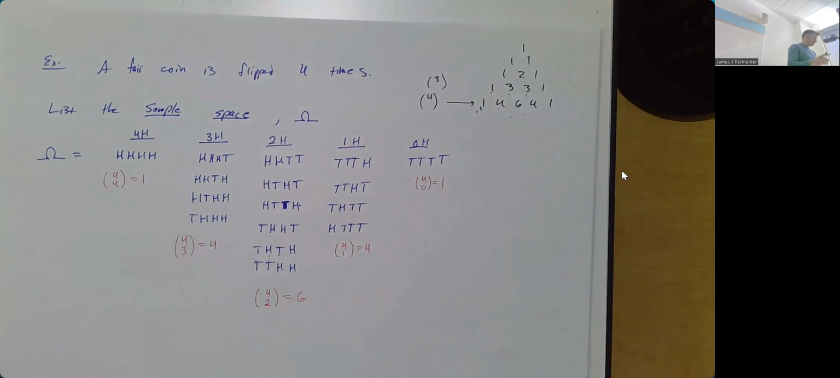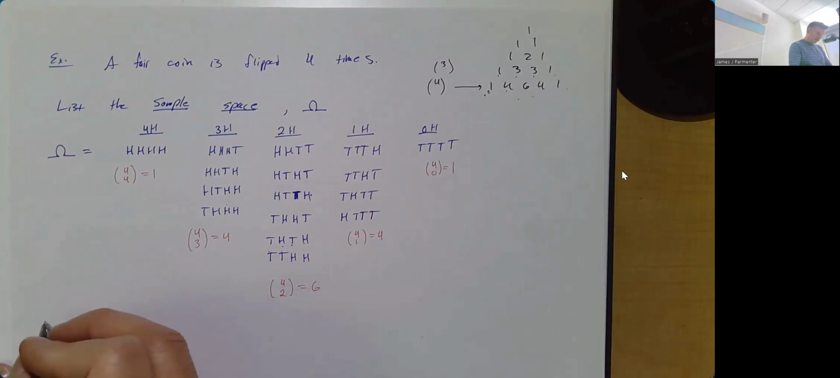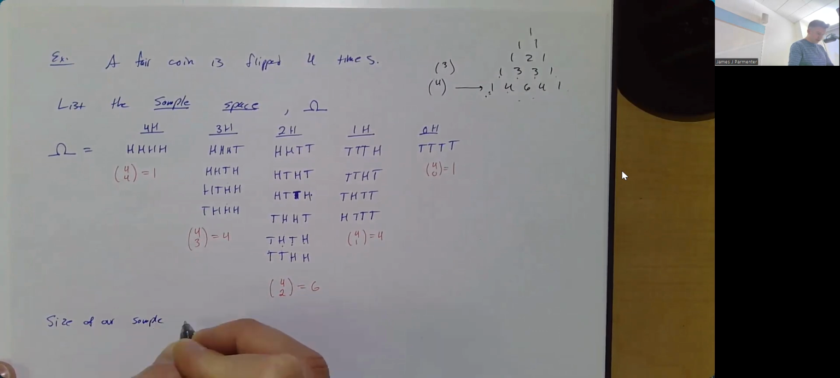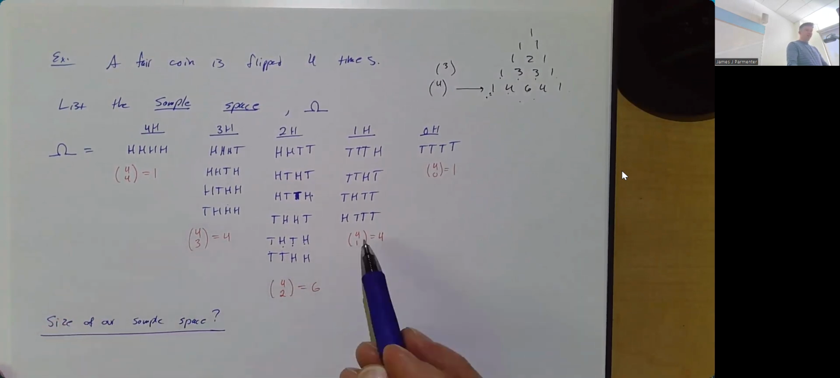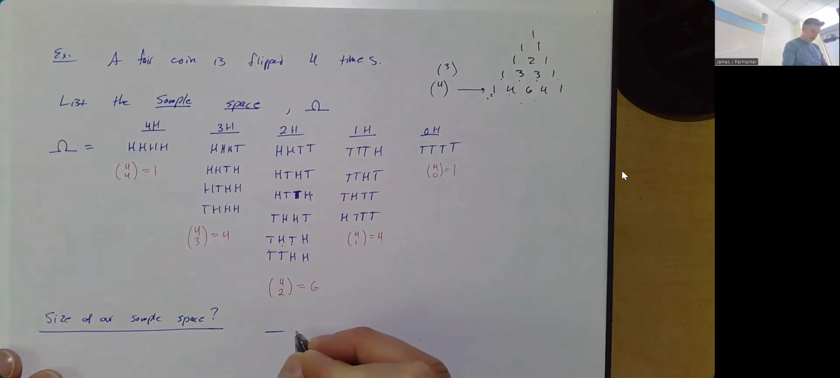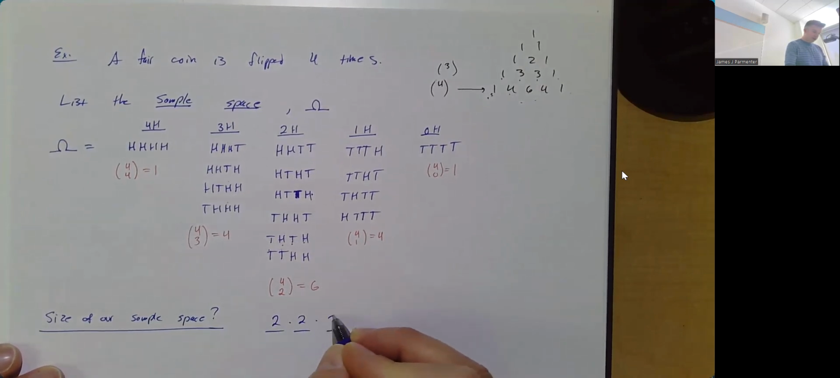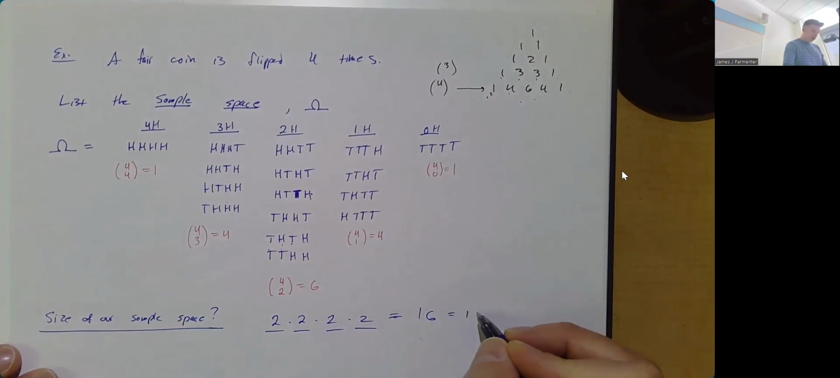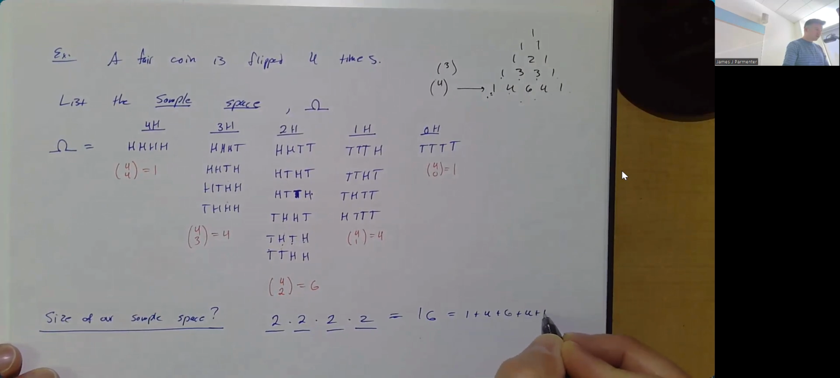So, anyway. All right, so what is the size of our sample space? Well, how many things are in it? 1 plus 4 plus 6 plus 4 plus 1 is 16. But a better way to have counted that would have been to say, if I flip 4 coins, how many different things can happen? Well, for each coin, you have how many possible outcomes? 2 times 2 times 2 times 2 is 16, which is the same as 1 plus 4 plus 6 plus 4 plus 1.